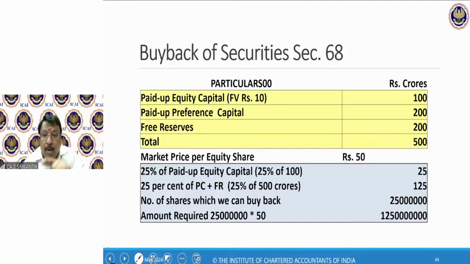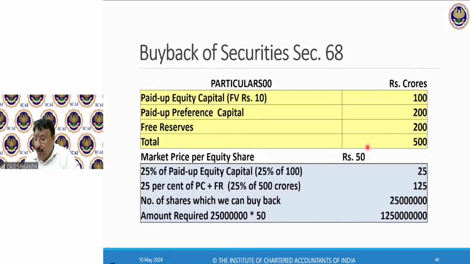Now, the amount required for buyback is 2 crore 50 lakh shares into 50, which gives me 125 crore rupees I need, which is equal to 25% of your paid up capital and free reserves. In this case, this is exactly tallying. I need 125 crores. I got it. Suppose the market price of the share is, for example, 75 rupees.